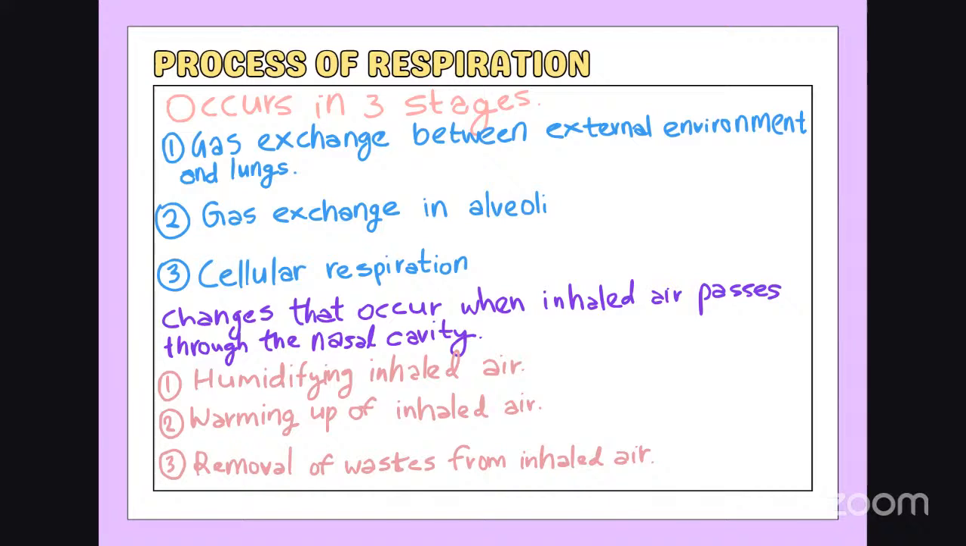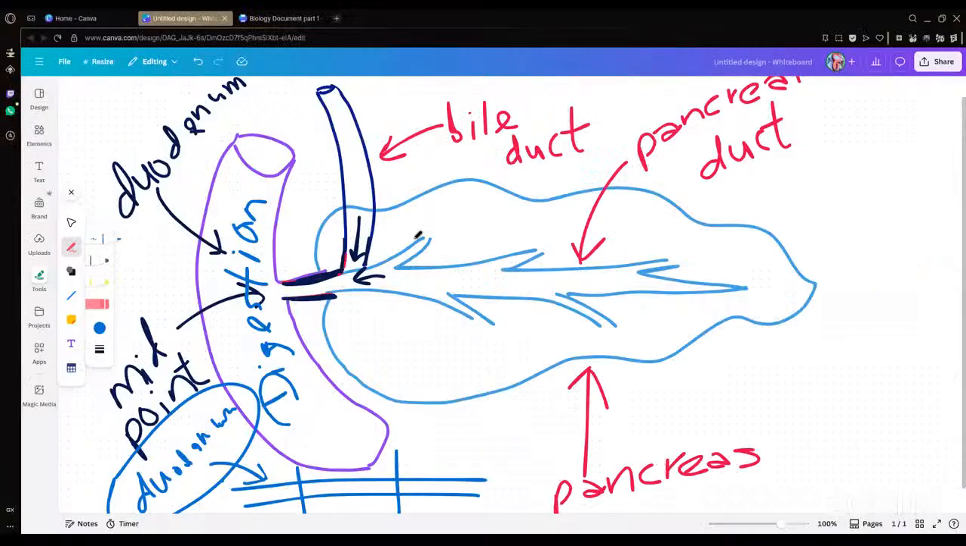Okay, breathing. Right. So there are three stages in respiration. So first of all is the gas exchange between the external environment and your lungs. So that's when you're breathing. Okay, so you're going to be inhaling the air. Then what happens? That inhaled air is going to be getting exchanged in the alveoli. Okay, that's our respiratory surface. Then finally, you're going to be having cellular respiration. Okay, so now let me discuss this.